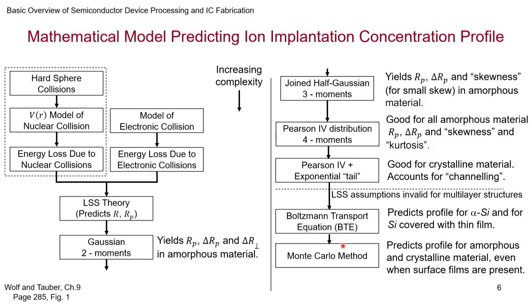So, the best thing would be to go for a Boltzmann transport equation model, and this is first principles, that is, every atom you make it follow all the laws of physics, and then you create a randomness in how it is going to encounter that matrix in the target. So, using that, there is the Monte Carlo method.